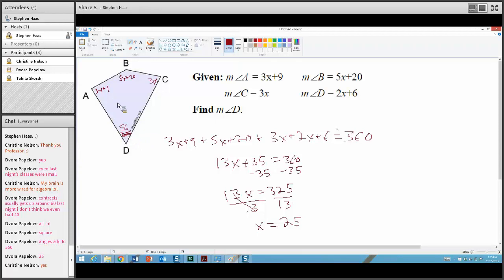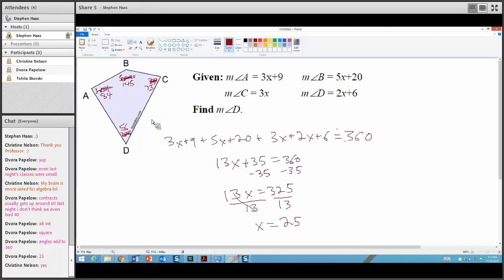And then, for fun, we can do the rest of them. 3x plus 9 is 75 plus 9, which is 84. 5x plus 20 is 125 plus 20, which is 145. And 3x is 75. Now, do these all add up to 360? Well, they better. 56 plus 84 is 140. 140 plus 145 is 285. 285 plus 75 is 360. Very good. So we got it.